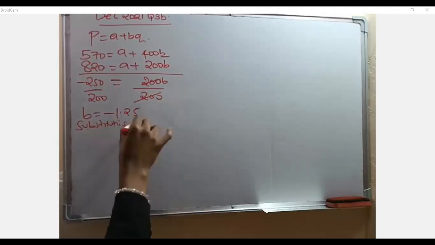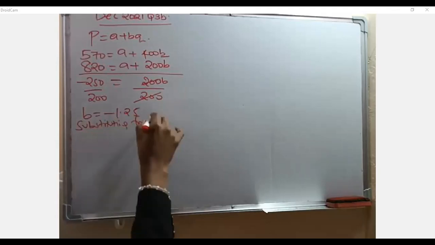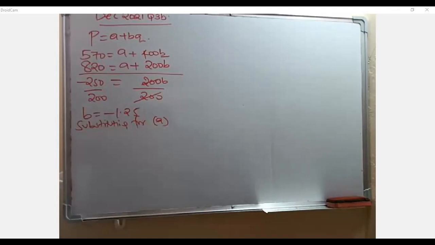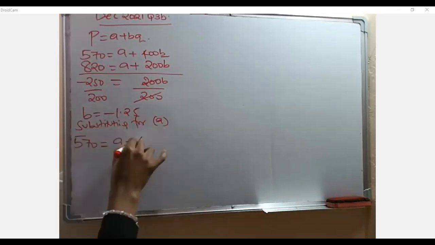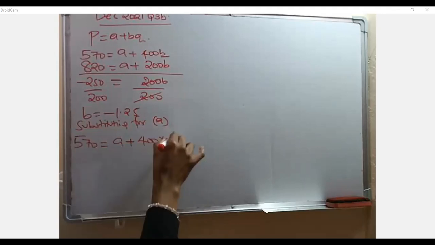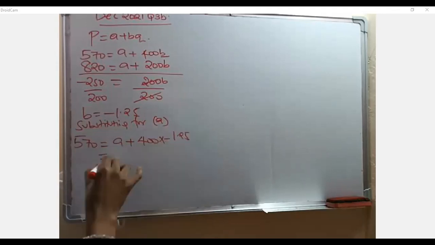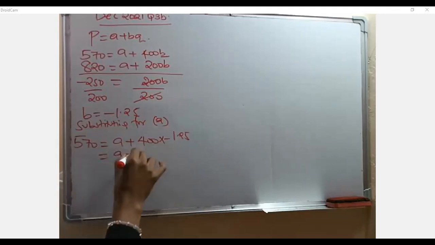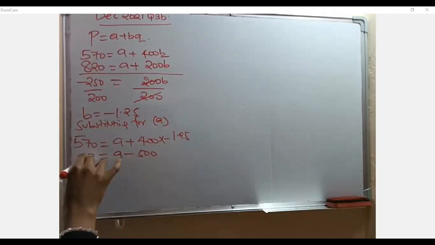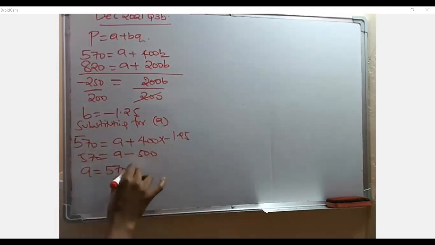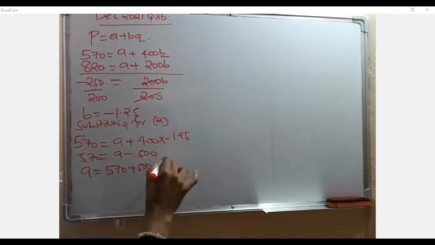Substituting for what? Substituting for A, which is not known here. Now in this case, they say 570 should be equal to A plus 400 times negative 1.25. So 400 times negative 1.25, we are getting negative 500. So A minus 500 is equal to 570. So our A should be equal to 570 plus 500, which is equal to 1070.